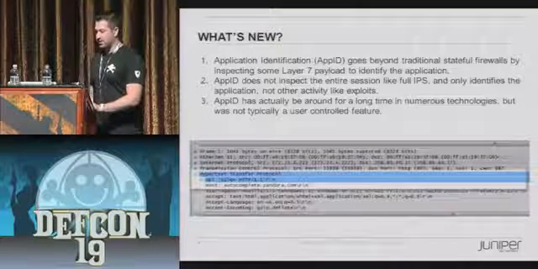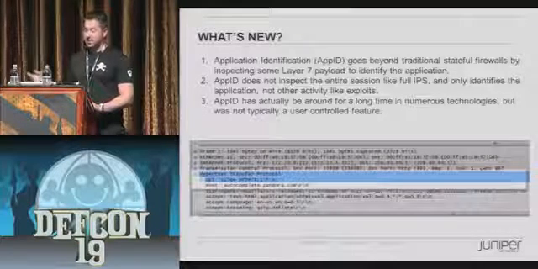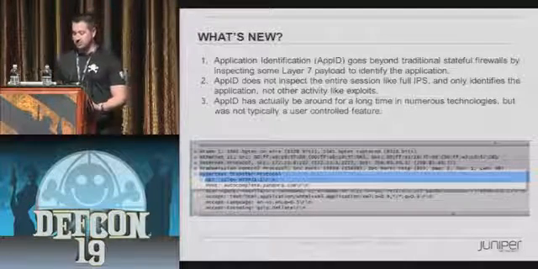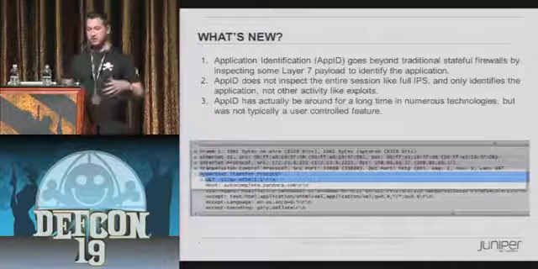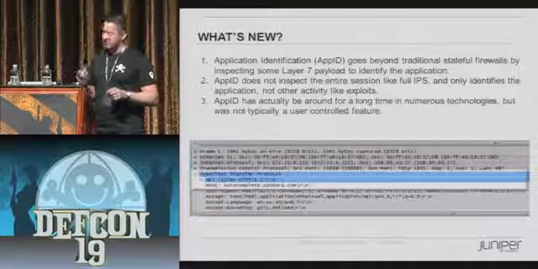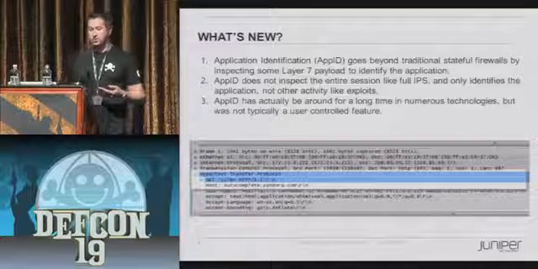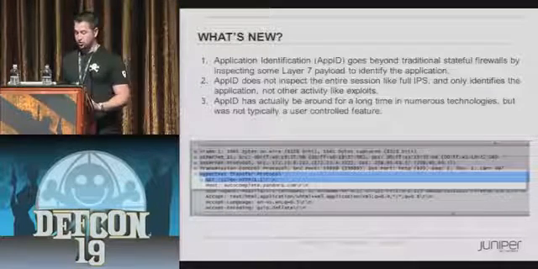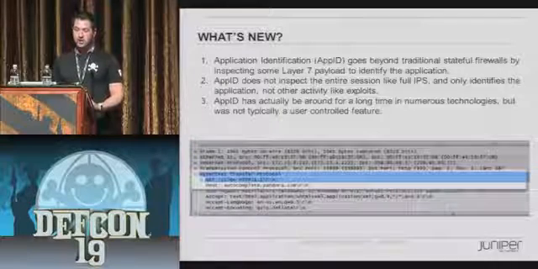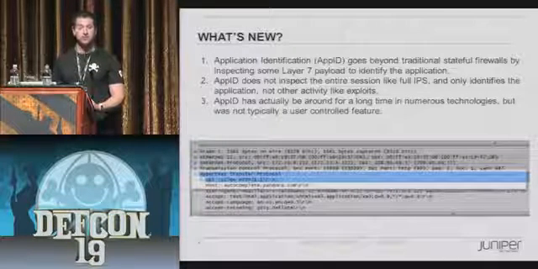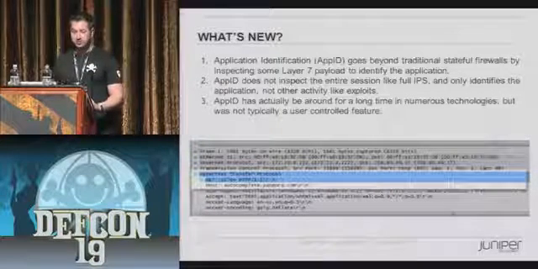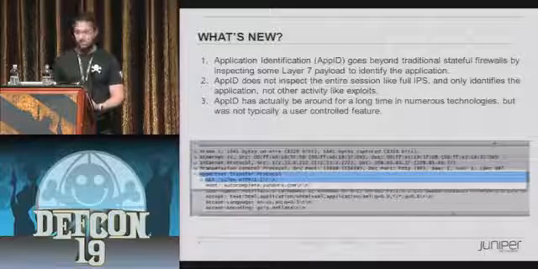First off, we have something called App ID. Now, actually, App ID isn't new at all, but the application of it into a firewall is slightly new. Basically, it's going to look deeper into the actual connection itself. It's not just going to stop at the layer 3, layer 4 level of inspection. It's going to look a little bit further to determine what the actual application is itself.